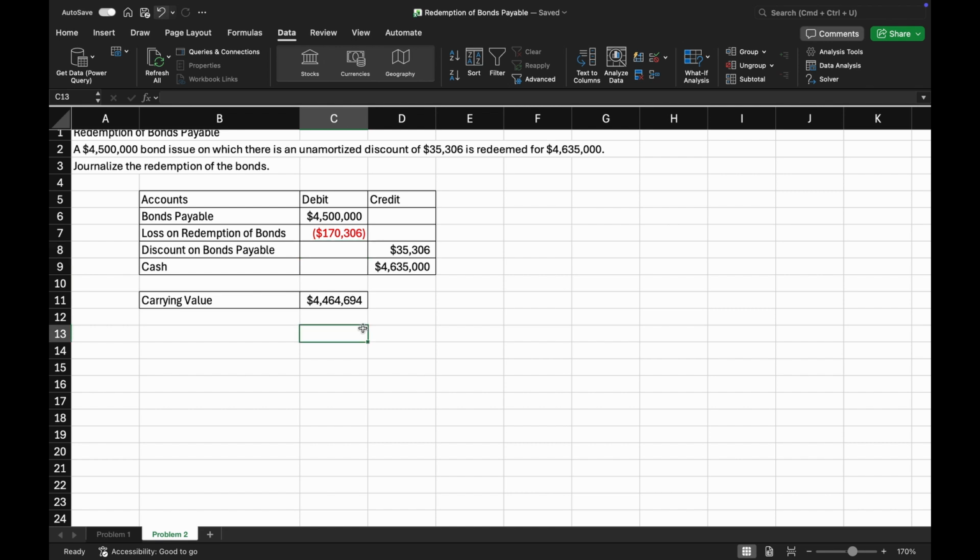And there you go. You now know and have practiced how to journalize the redemption of bonds payable when there is a premium, a discount, a gain, and a loss. As you can see, all these factors affect how the journal entry looks, but at the end of the day, the way you do the journal entry is pretty similar.